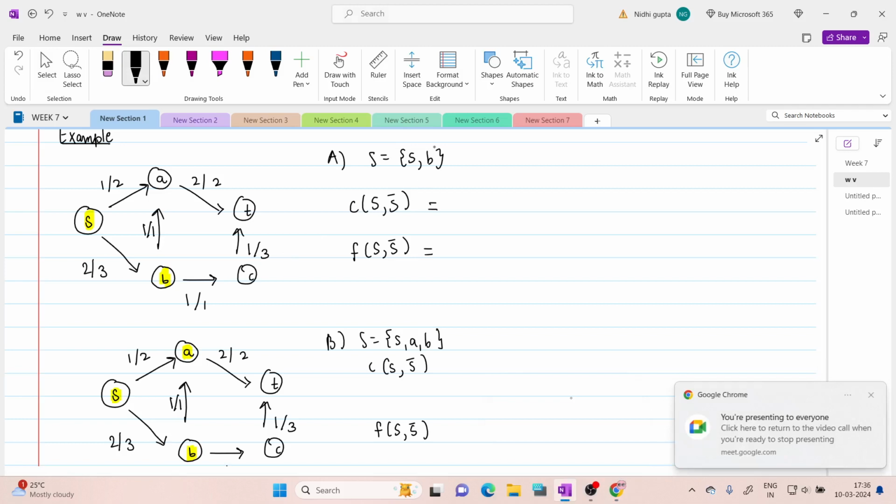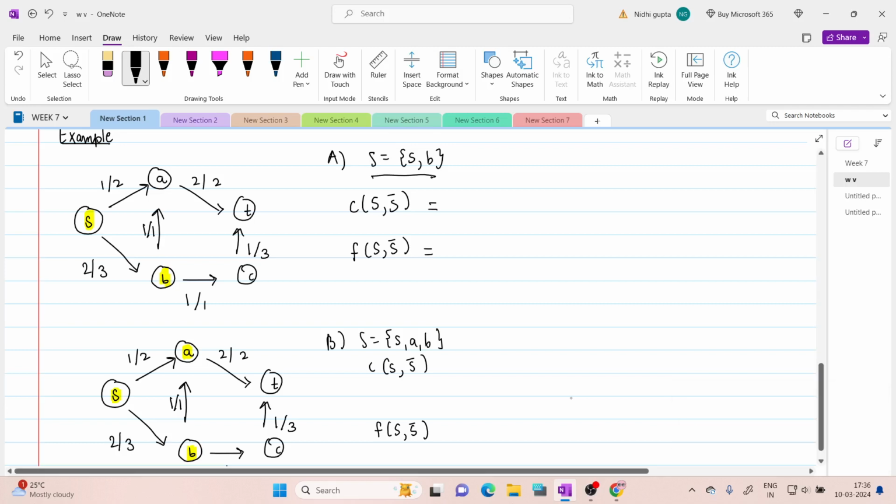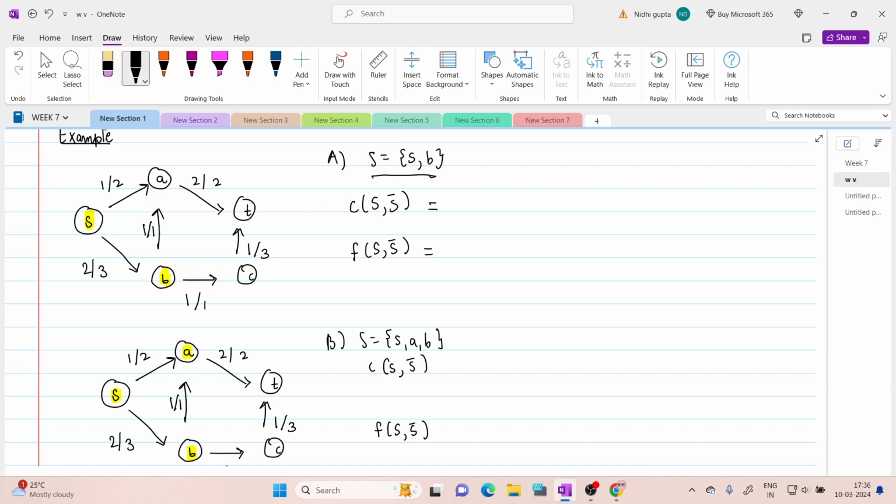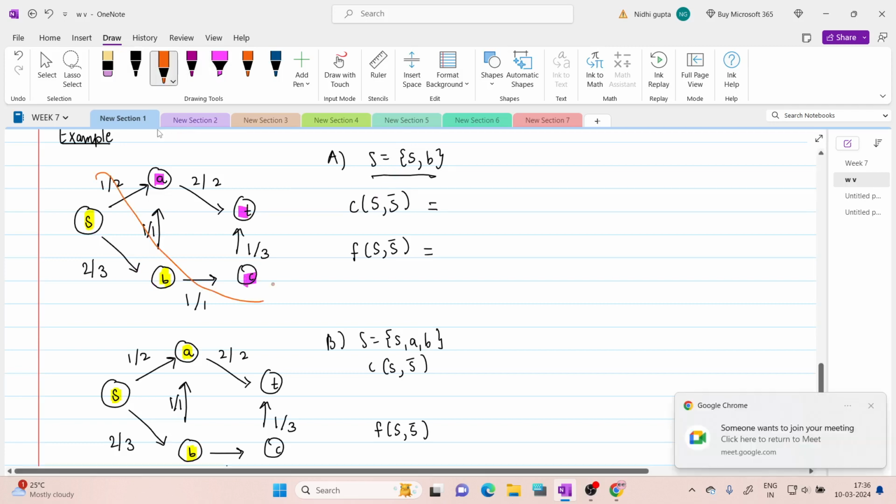No, no. So see, in our first part S is given to be SB and it is an ST cut, so the source vertex should be in S. So first is SB, our S is SB. So this is our cut. Okay, sorry, then I am wrong. Yes, this is the cut. This is our cut, SB.